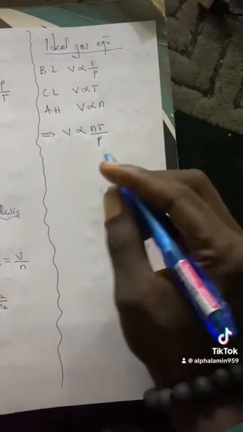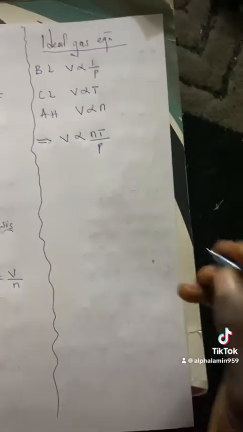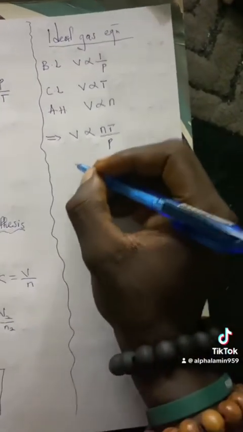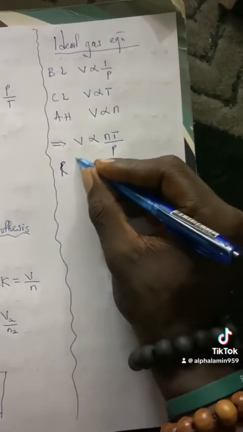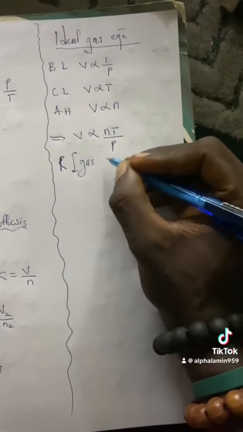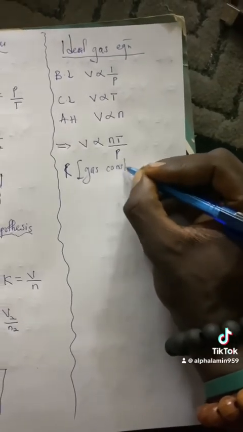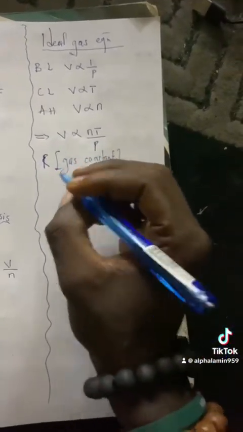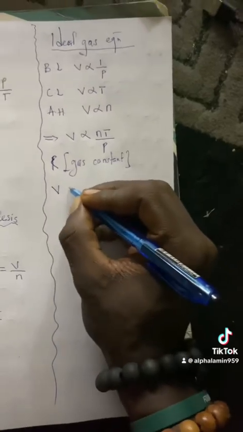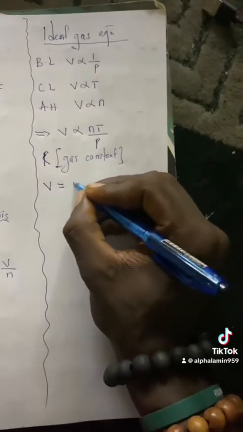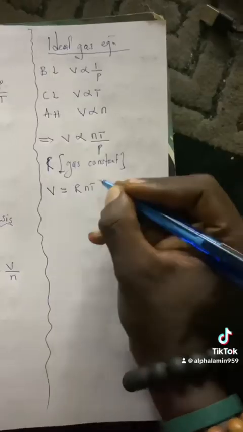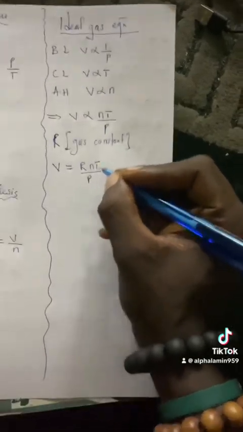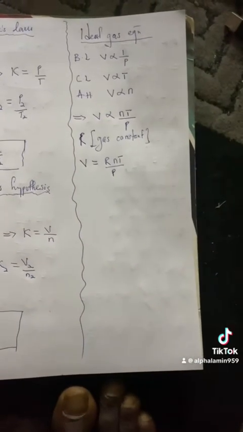So this is it. Here we are not going to deal with K. We are going to introduce the gas constant, which is called R. R is the gas constant. So instead of using K, we use R. So V will now be equal to RT over P. Here we are not going to make R the subject. We establish a relation between pressure, volume, number of moles and the temperature.